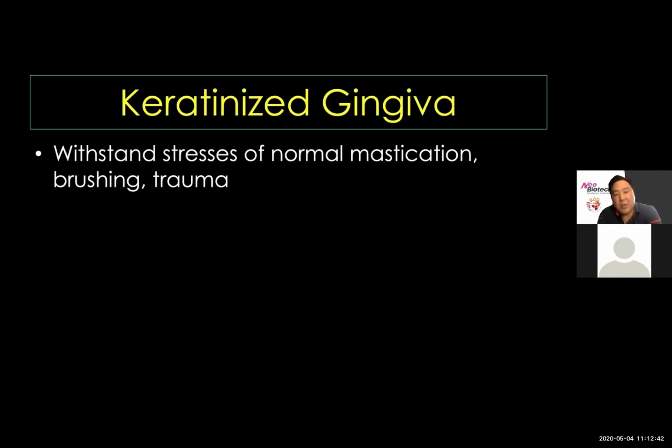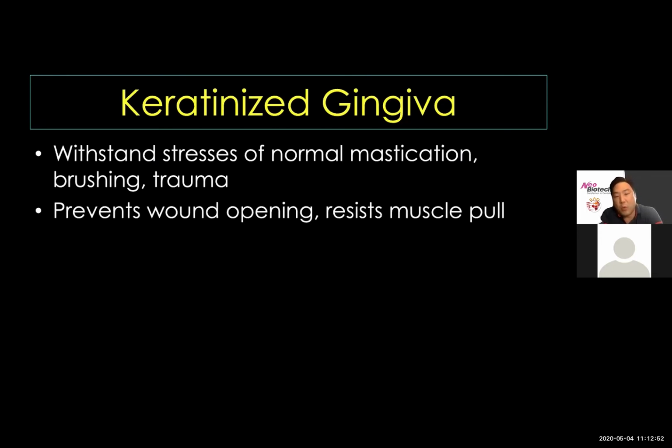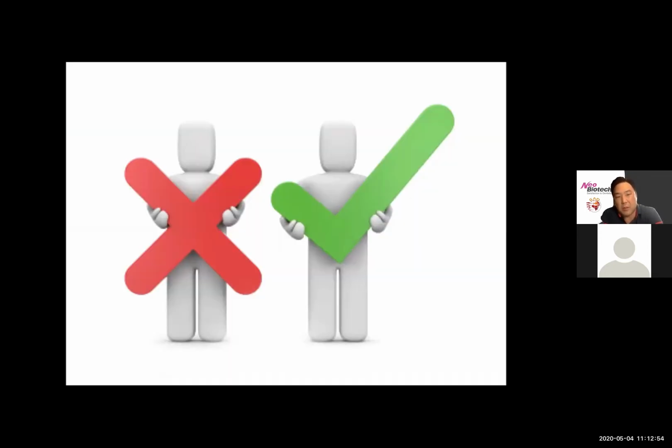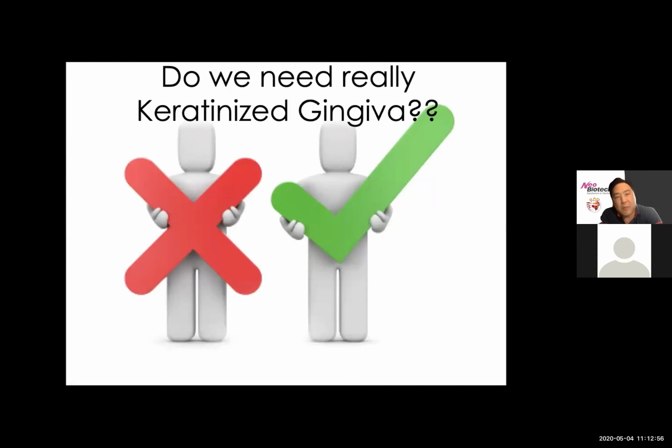So we want to have a stable environment, which leads us to understanding the role of keratinized tissue, to be able to withstand the stresses of normal chewing, normal mastication, brushing, trauma. And that's why we need to have that keratinized tissue, right? It'll help prevent wound opening, and helps resist muscle pull. And so the question was asked before, do we really need to have keratinized gingiva? And it's been debated in the years previous. Some clinicians have said yes, some clinicians said no.